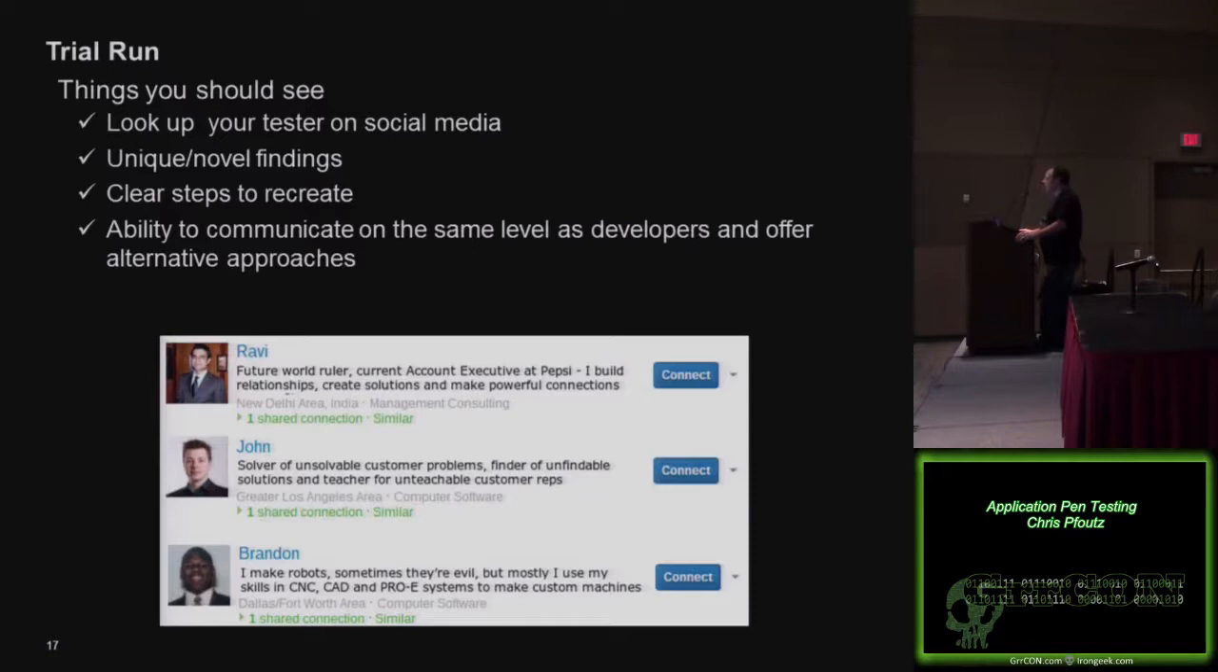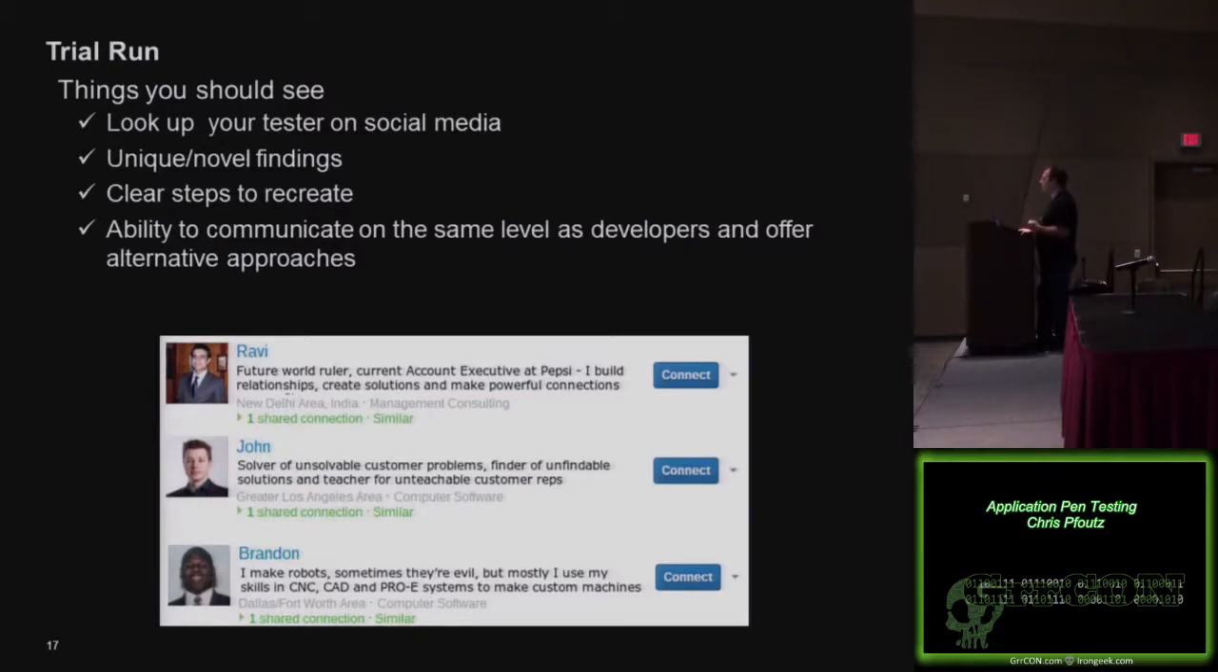You should be looking for unique and novel findings. So if all you see in your pen test report is the same stuff that you get out of your dynamic scanning engine, then there's probably a problem. You should be seeing novel findings. You should be seeing issues around business logic. And that's not to say every pen test should find very novel issues, but you should be seeing those on a regular basis.